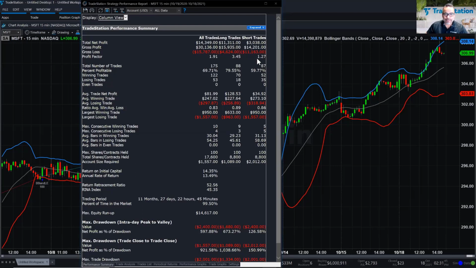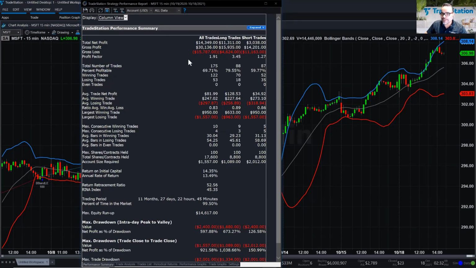So as you can see, my long trades are doing much better. But if we concentrate on all trades, we have a total net profit of about $14,000. This is in a year's worth of data. And the net profit, of course, takes your gross profit, which is about $30,000, your gross loss, which is about $15,000, and just adds them together. That gives you your net profit.